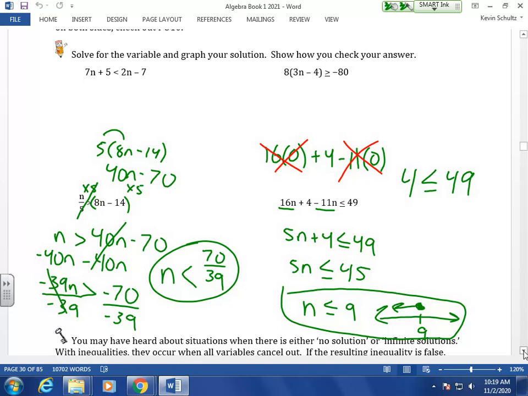To graph this, open circle at 70 39ths, going to the left.